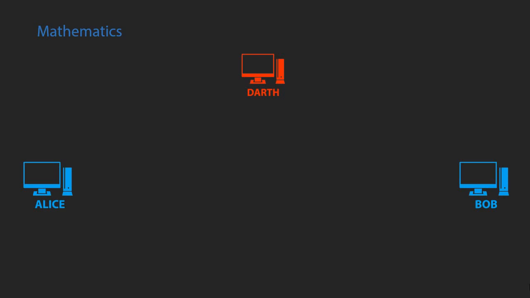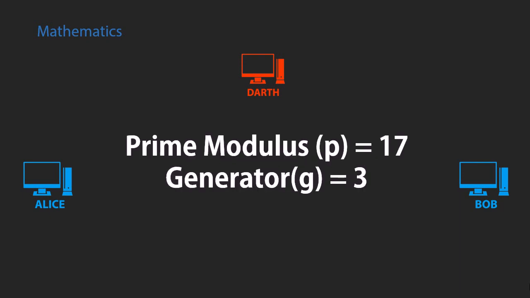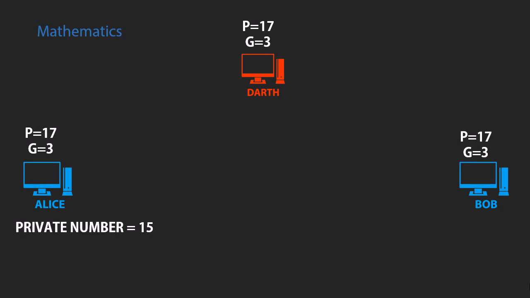As always, we have Alice, Bob, and a bad guy, Darth, who is also listening to the communication. Initially, Alice and Bob agree upon a prime modulus 17 and a generator 3 publicly. Since this is done publicly, Darth knows this too. Next, Alice randomly selects a private number, say 15, and calculates 3 raised to power 15, which is our secret number of course, and takes mod 17. The calculation produces 6. Alice sends this number to Bob.